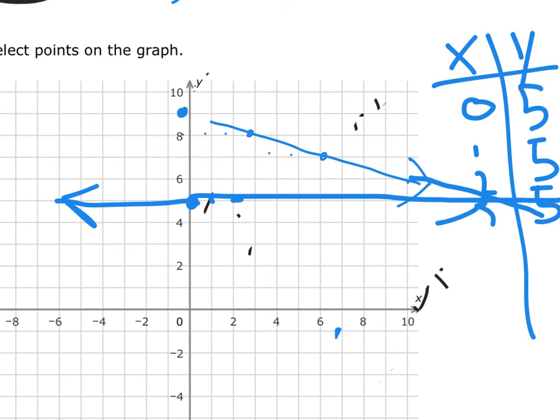Okay? And so wherever my line intersects, which would have been, this one is at the 10, so that would be a positive 13. So it would be at 13, comma 5 for where it intersects.